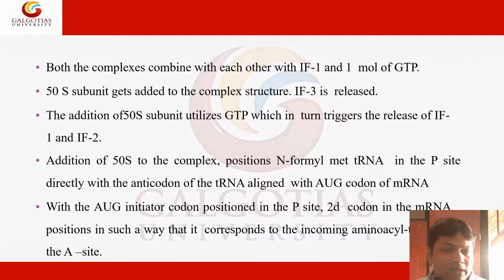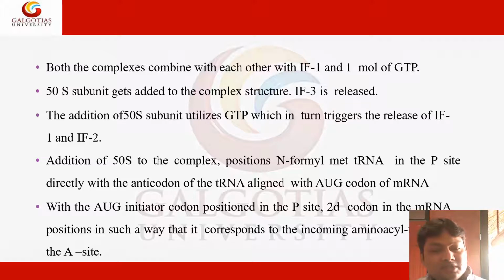Both complexes combine with each other, IF1 and GTP molecules, and the 50S subunit, meaning the large unit of the ribosome, gets added to the complex, and IF3 is now released from the complex. The addition of the 50S subunit utilizes the GTP molecule, which in turn triggers the release of IF1 and IF2, which means now IF1, 2 and 3 are all released. Addition of the 50S to the complex positions the N-formyl methionine transfer RNA in the P site of the ribosome, interacting directly with the anticodon of the transfer RNA and aligned with the AUG codon of mRNA.